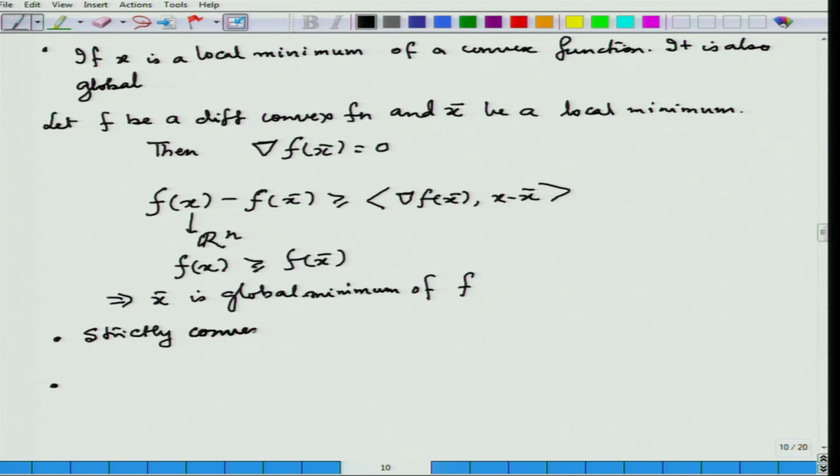So, we have to know about strictly convex functions and strongly convex functions. And by defining these two things, we will stop our discourse here for today.